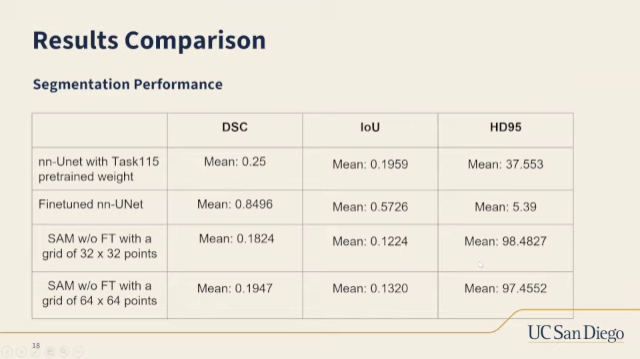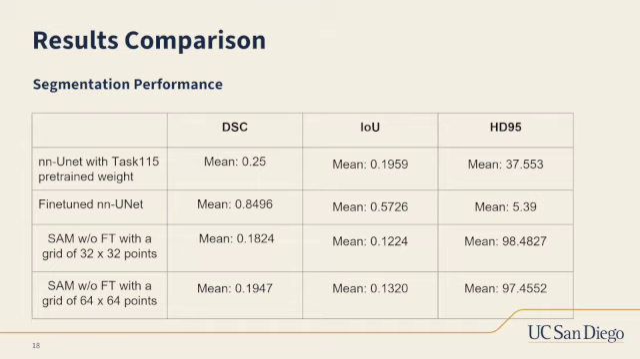So this slide shows the final comparison of segmentation performance between the nnU-Net model and the Segment Anything model, evaluated by the three metrics. We can see clearly that the U-Net model outperforms the SAM model in all three metrics. And after the fine-tuning, the nnU-Net model performs much better. For the SAM model, we didn't fine-tune the model, but we explored the use of a much denser grid of points. We doubled the points on each side.